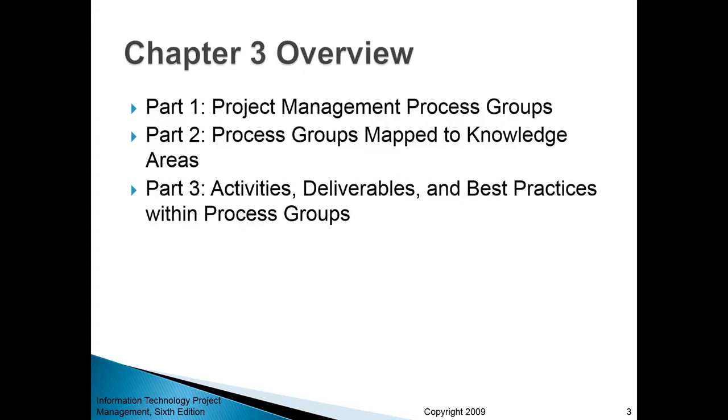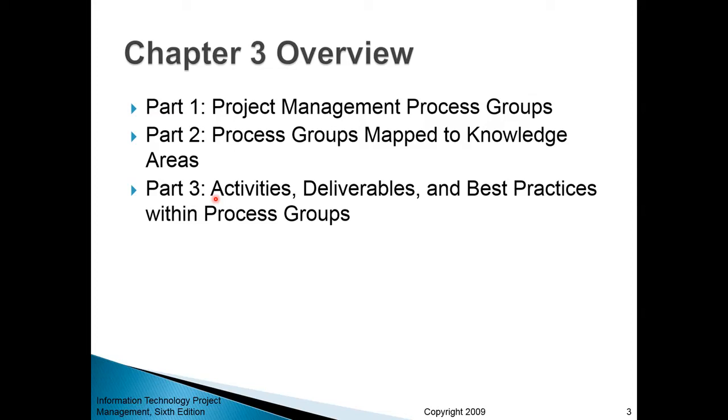So this chapter has 3 parts. The first part just introduces to you those project management process groups. Then the second part talks about how those process groups are mapped to various knowledge areas, the 9 knowledge areas outlined by the PMI Project Management Body of Knowledge book.